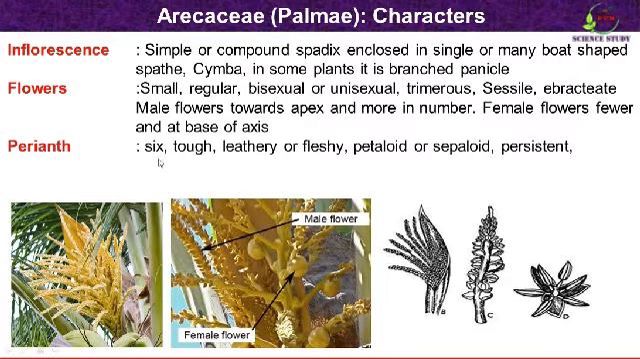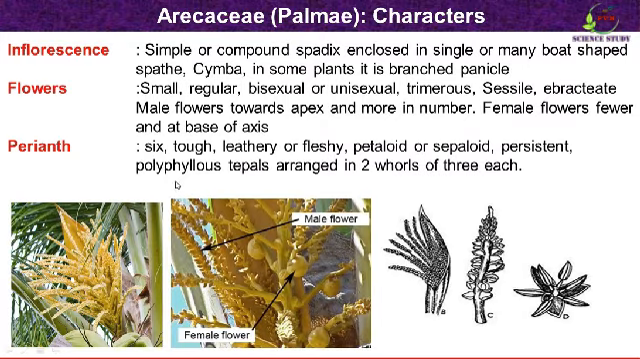Perianth consists of 6 tepals which are tough, leathery or fleshy. They are petaloid or sepaloid. They are persistent. They are not united, they are free and so described as polyphyllous. The polyphyllous tepals are arranged in 2 whorls of 3 each. Estivation is valvate or imbricate. So here you can see perianth, which is composed of tepals.